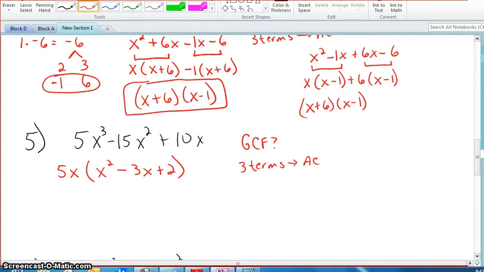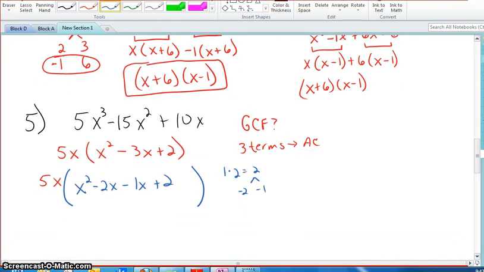So I'm going to multiply 2 times 1. I'm looking strictly inside here. So 1 times 2 equals 2. What are the things that multiply to 2 and add up to negative 3? Would be a negative 2 and a negative 1. So I rewrite it, x squared minus 2x minus 1x plus 2. You could write it the other way. Remember, the order doesn't matter.